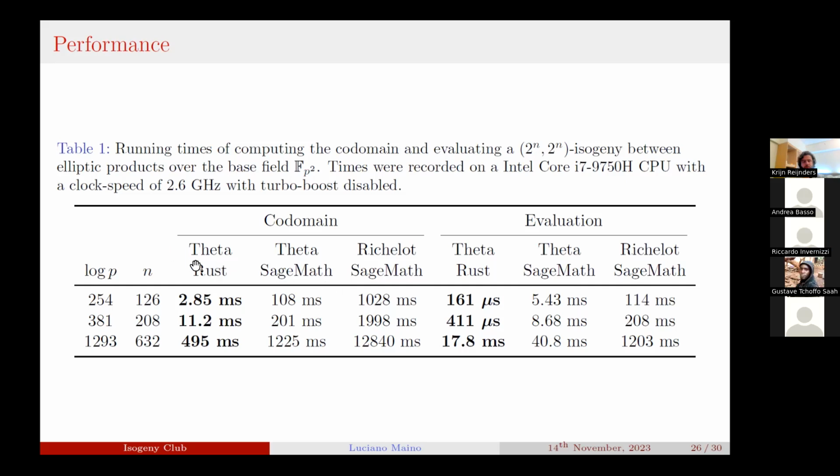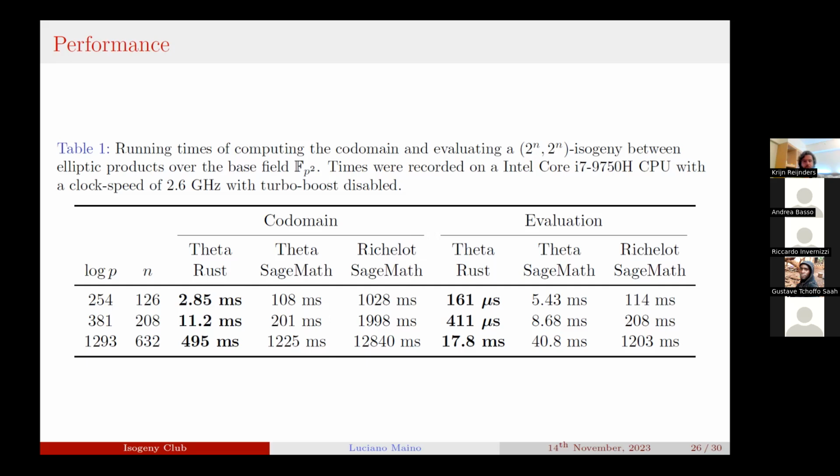Here, let me explain the 3 columns. In this column, we describe the implementation that we use in FESTA, which employs Richelot isogenies for the isogenies between Jacobians of hyperelliptic genus 2 curves. Moving from this algorithm to the theta algorithm, we have a constant 10-fold speed up every time. And when we move from the implementation in SageMath to the implementation in Rust, we obtain, in this case at least, roughly a 40 times speed up.